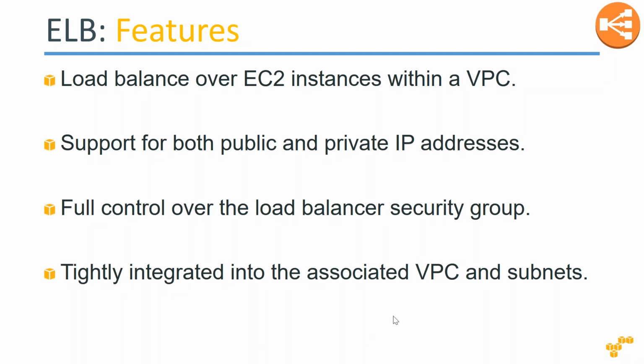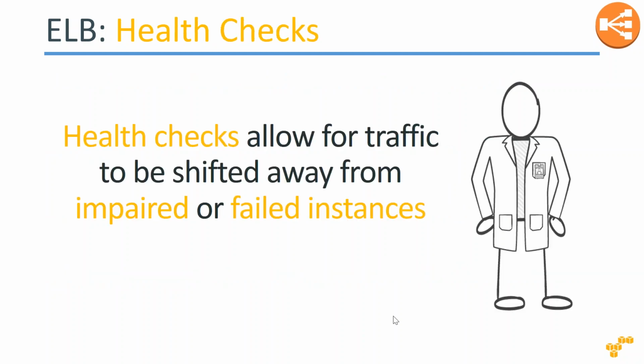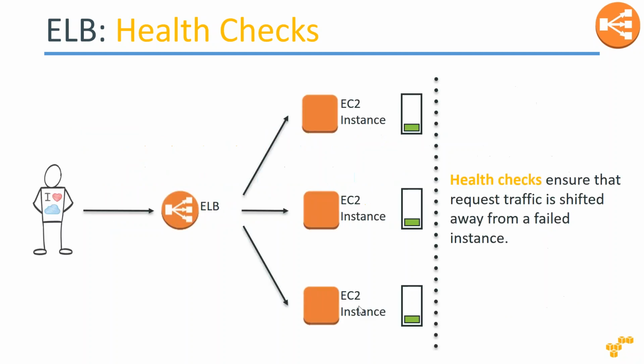So we saw that it is integrated with your VPC and subnets. And it is also integrated with health checks, meaning it will check your EC2 instance to see what the resources are, what the CPU is, and whether it is in good health or has failed. Remember, when we were doing auto scaling, we saw whether the state is not equal to running, or it is in an impaired state. Similarly, ELB also does some health checks on your EC2 instances and finds out whether they are good for sending traffic to or not.